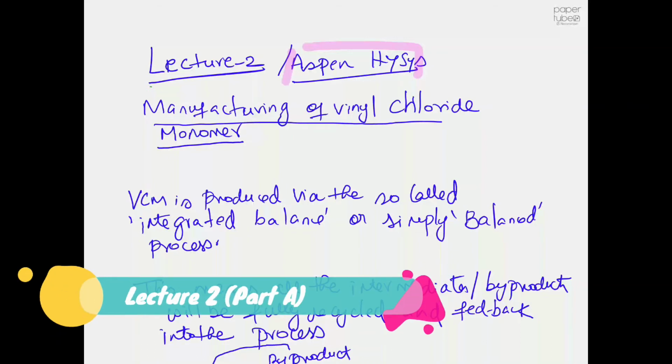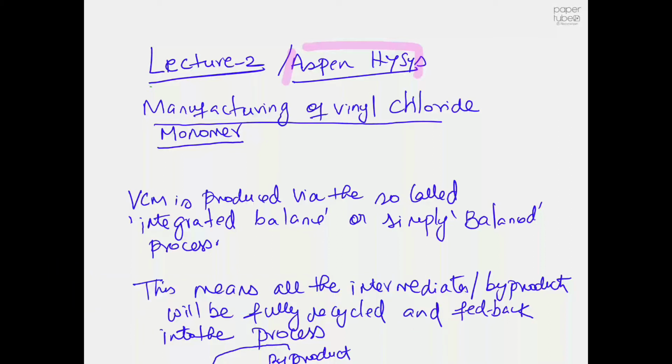Let's start with lecture 2. We are going to talk a bit about manufacturing of a vinyl chloride monomer. Obviously, the whole purpose of this module is to learn how to use Aspen HYSYS. But before touching the software, we need to understand the whole process which we are going to develop using this particular software.